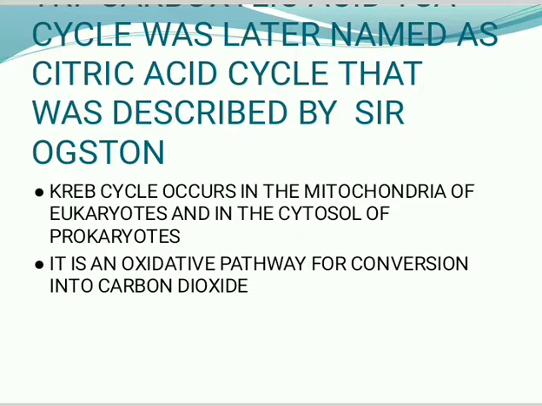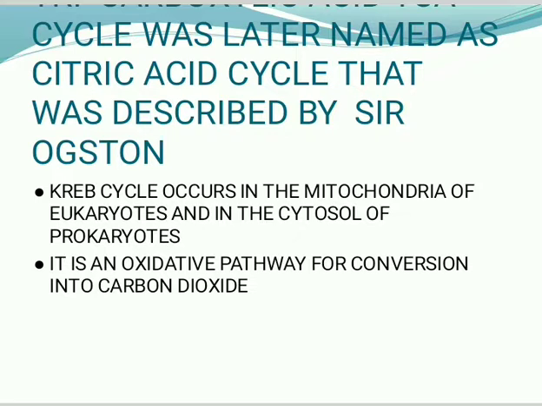This cycle is called the Krebs cycle, and it was later named the citric acid cycle. The Krebs cycle occurs in the mitochondria of eukaryotes and in the cytosol of prokaryotes. And we know the difference between prokaryotes and eukaryotes. Mostly the simple microscopic organisms called bacteria are prokaryotic, and the rest of all the kingdoms, mostly the animal kingdom, plant kingdom and fungi, are all eukaryotic organisms.